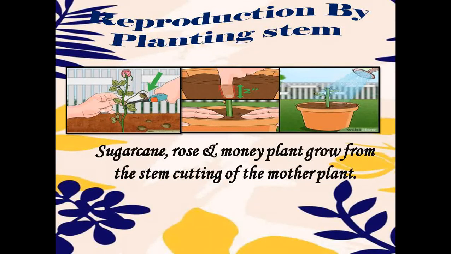Reproduction by planting stem. Plants like sugarcane, rose and money plant grow from the stem cutting of mother plant. As you can see in the picture, children, we need to cut the stem and plant it in a pot. After some time, under the favorable conditions, it will grow.